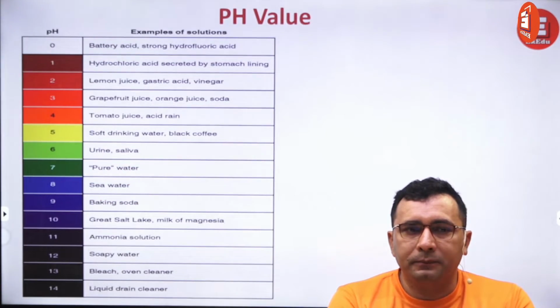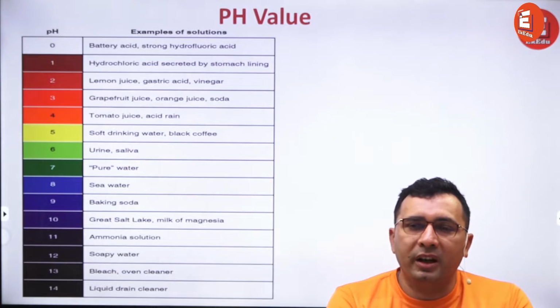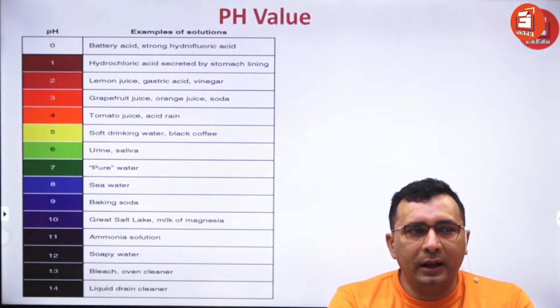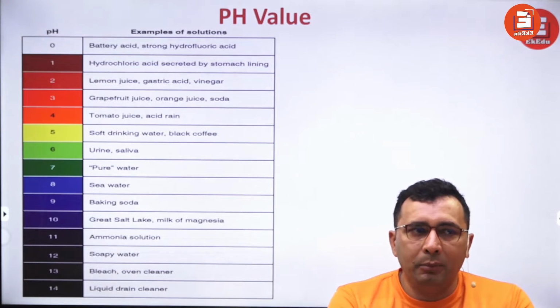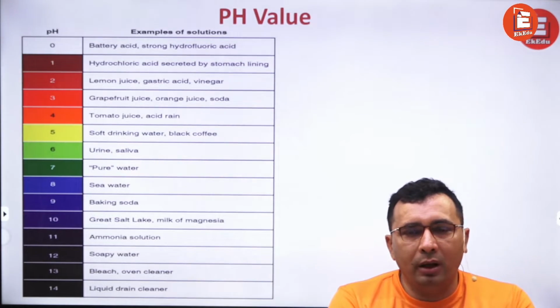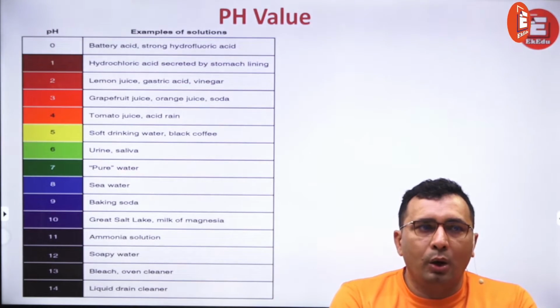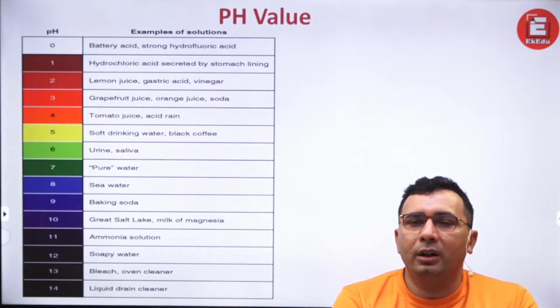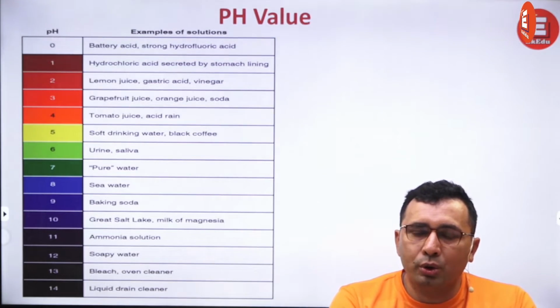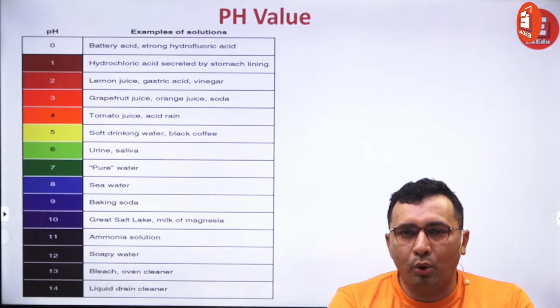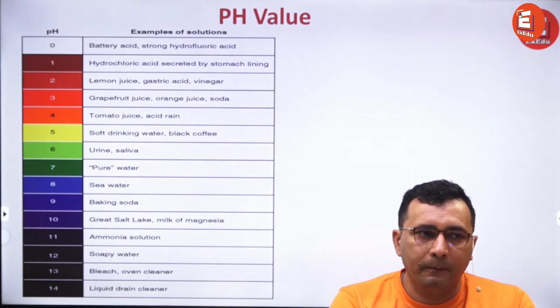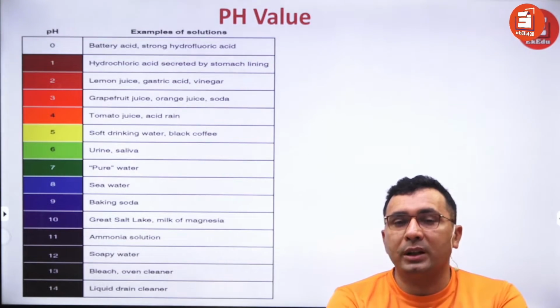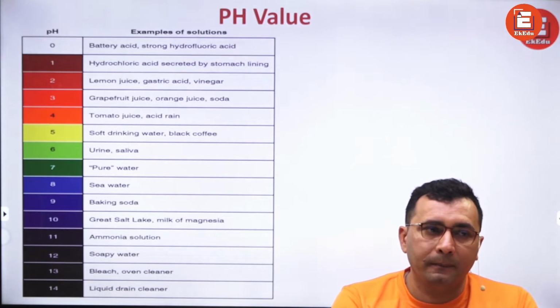You can see the different compounds with their pH range, like hydrochloric acid secreted by stomach, lemon juice, gastric juice, vinegar having pH around 2, orange juice and soda etc. they have pH value nearly 3, tomato juice, acidic rain with pH 4, these are weakly acidic in nature. But pure water having pH value 7, it means it is neutral in nature.